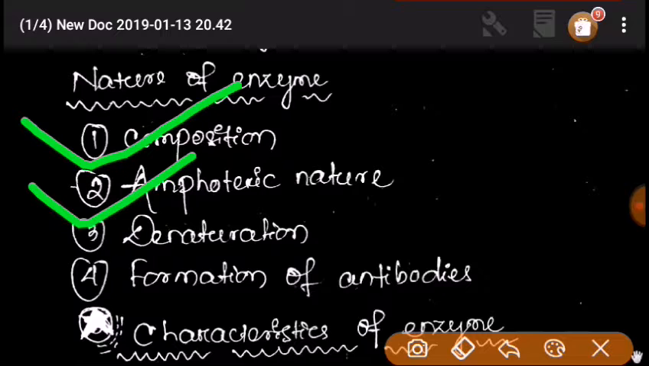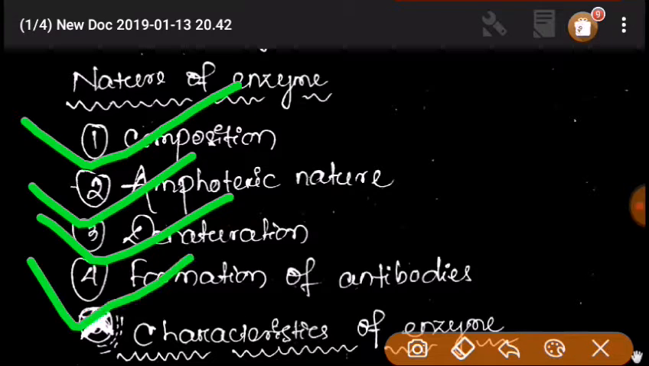In the electric field, they behave as amphoteric, and they also have an isoelectric point. Next I will come to denaturation. Enzymes get denatured like protein and lose their enzyme activity. Next, formation of antibody. Many purified enzymes when injected in the body produce specific antibodies.